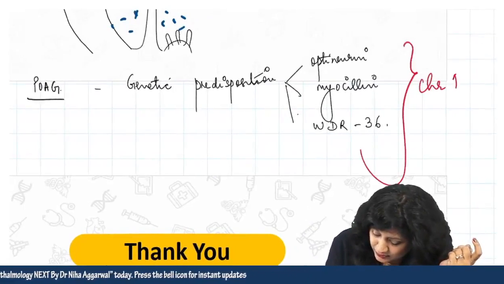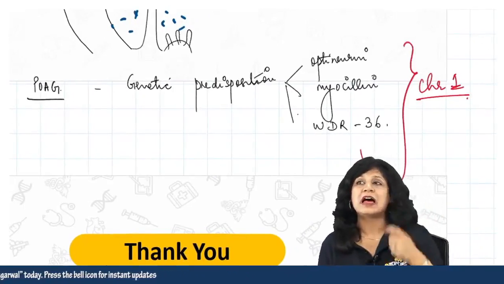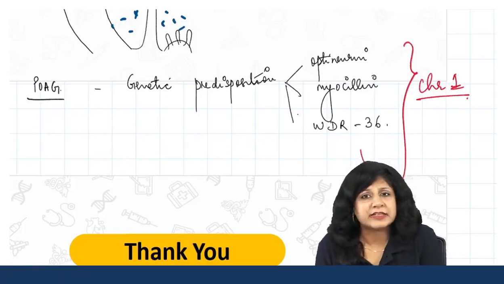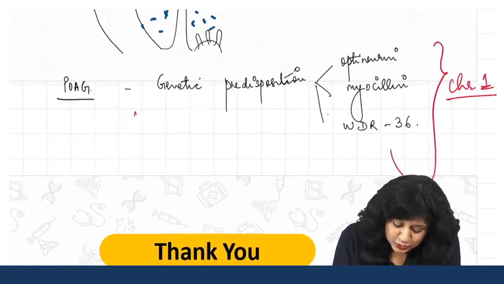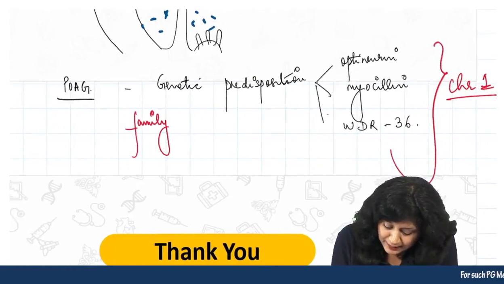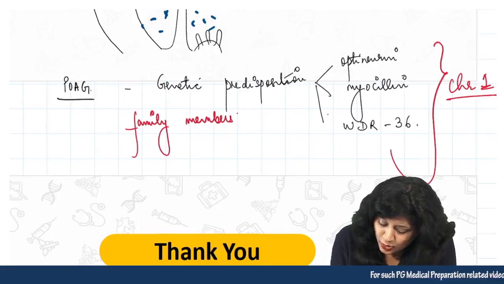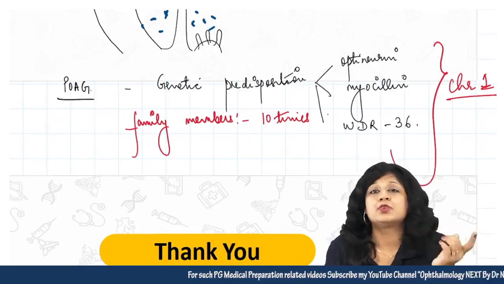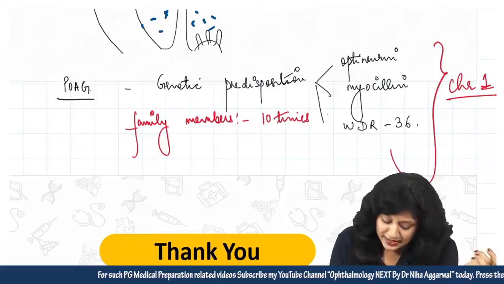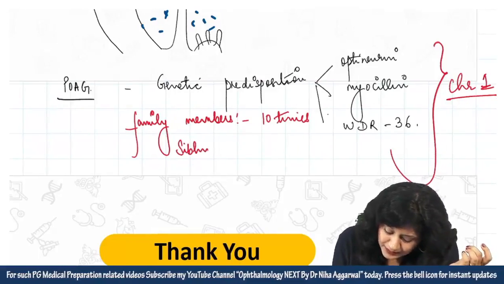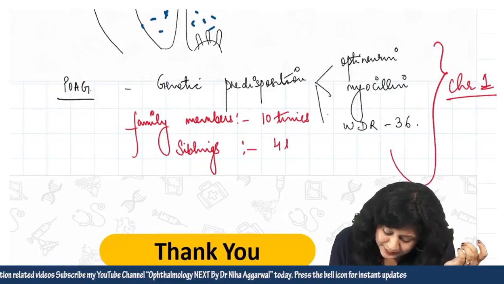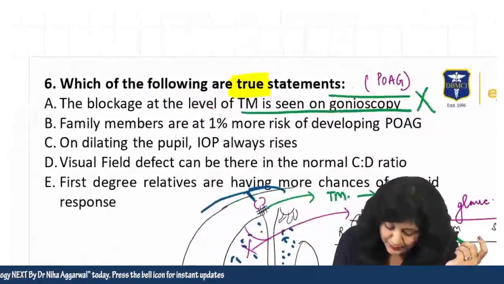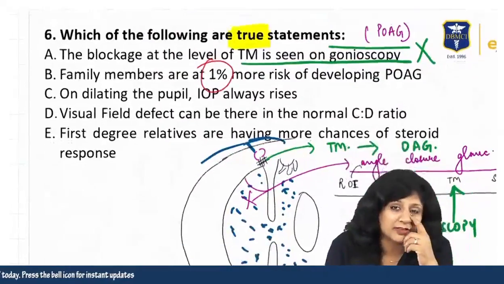So these gene mutations are responsible for causing open angle glaucoma, and certainly the family members are at risk. Family members are at 10 times more risk as compared to outsiders. In siblings it is 4 times more risk. So the 1% is actually wrong. For family members there is 10 times more risk of open angle glaucoma. For siblings it is 4 times.